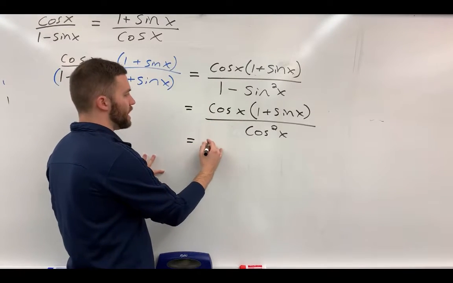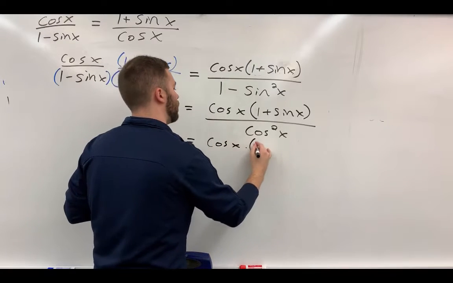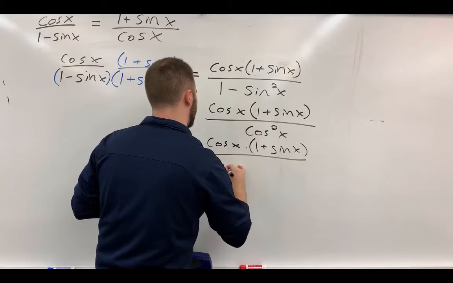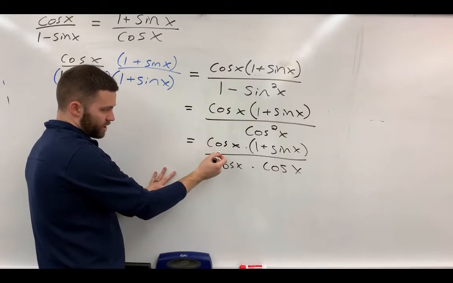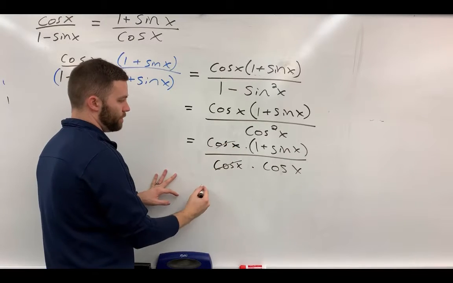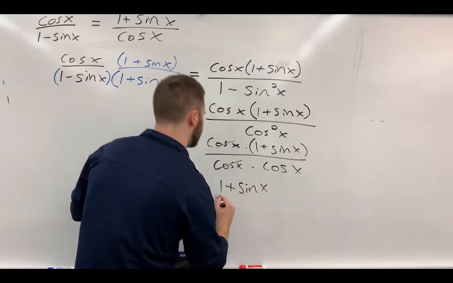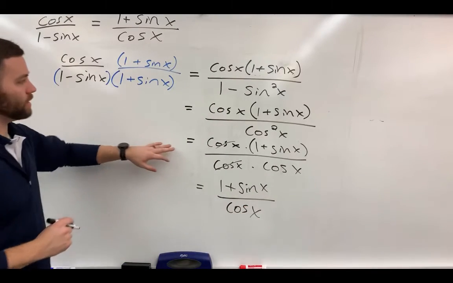Just to make that totally obvious as to why this works, I can write this as cosine of x times 1 plus sine of x divided by cosine times cosine. This piece of the fraction simplifies to 1 over 1. So I end up with 1 plus sine of x divided by cosine of x. And that's what I was trying to prove.